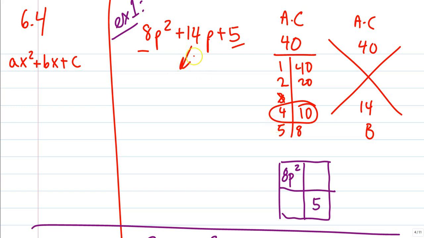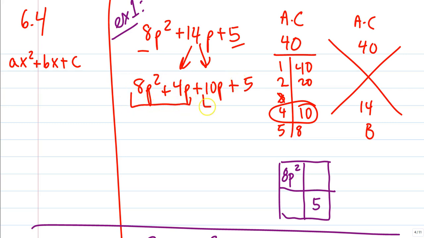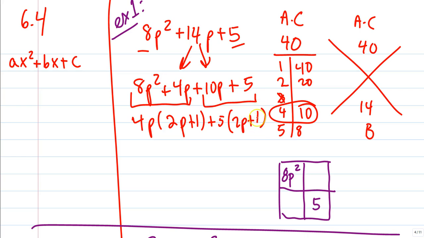So I can take that b term and split it. 8p squared plus 4p plus 10p plus 5. Why did I want to go to 4 terms again? These two have 4p in common, leaving us with 2p plus 1. These two have a 5 in common, leaving us with 2p plus 1. Now these have what in common? 2p plus 1 times 4p plus 5.